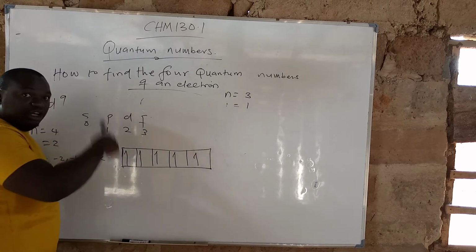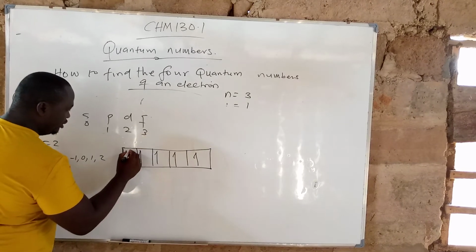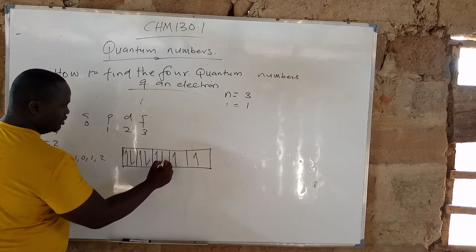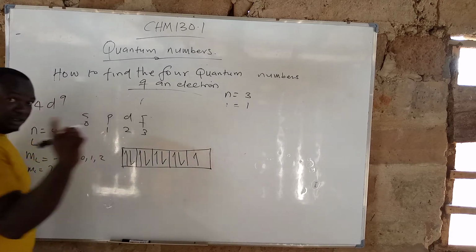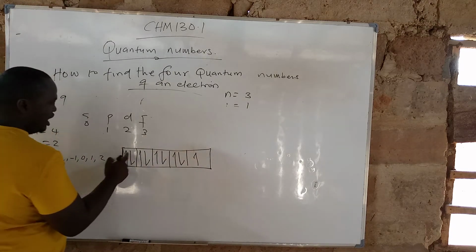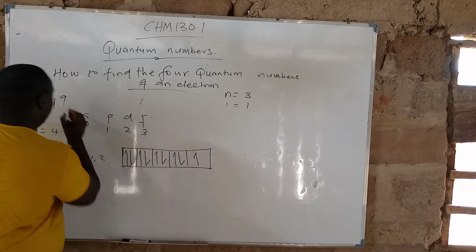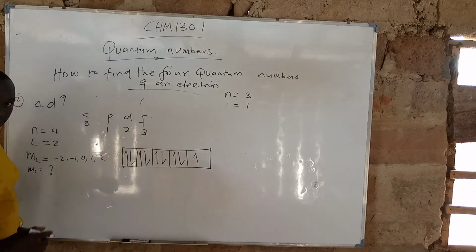The next thing is it will now start pairing. Then you put it like this. The arrow is now downward. And so listen very well. So this is 1, 2, 3, 4, 5, 6, 7, 8, 9. That's it. We have only 9 electrons, right?